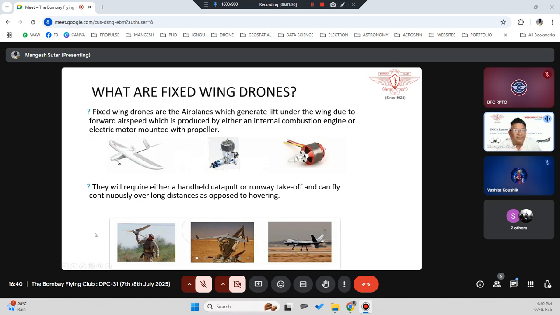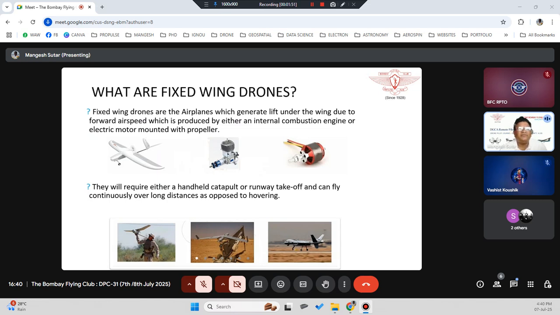So what are fixed wing drones? The fixed wing drones are nothing but aeroplanes or airplanes which generate lift under the wing due to forward airspeed, which is produced either by an internal combustion engine or an electric motor mounted with a propeller.